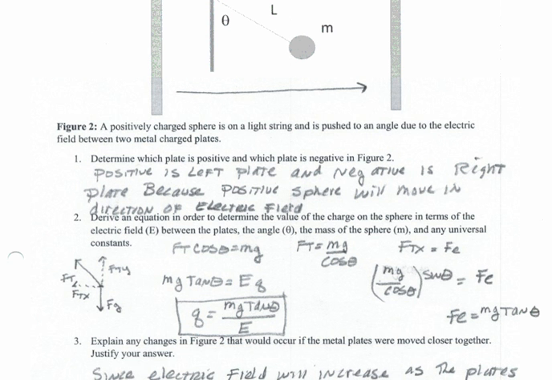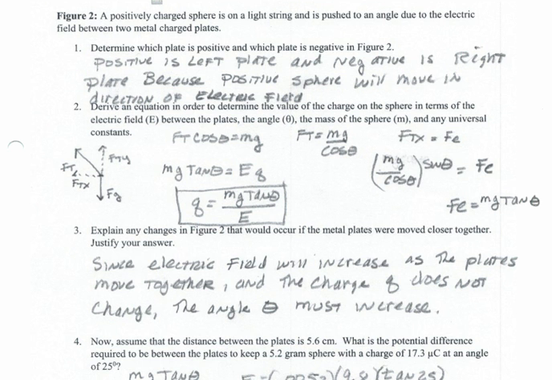Next, explain any changes in figure 2 that would occur if the metal plates were moved closer together. Well, electric field will increase as the plates move closer together. The charge of Q doesn't change, so the angle theta has to get larger. Okay, so if E gets bigger, theta's got to get larger in order to keep Q the same. And that kind of makes sense. Basically what you're getting is a greater push on that charge to go to the right.